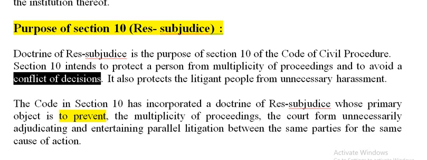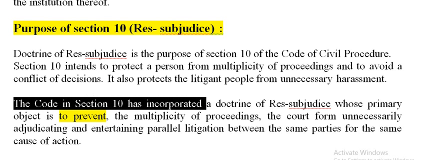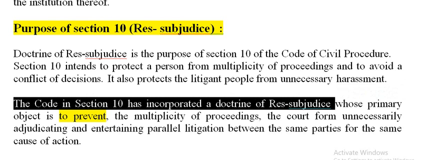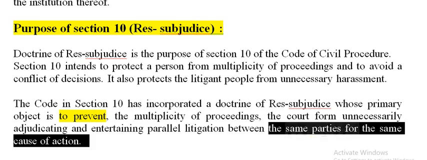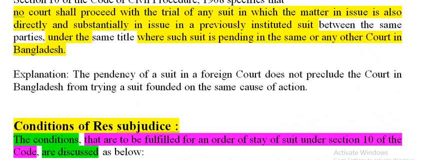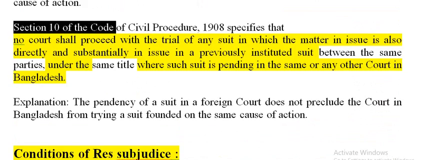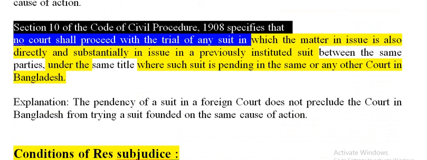The Code in Section 10 has incorporated the doctrine of res subjudice, whose primary object is to prevent the multiplicity of proceedings, and the court from unnecessarily adjudicating and entertaining parallel litigation between the same parties for the same cause of action. Section 10 of the Code of Civil Procedure 1908 specifies that.